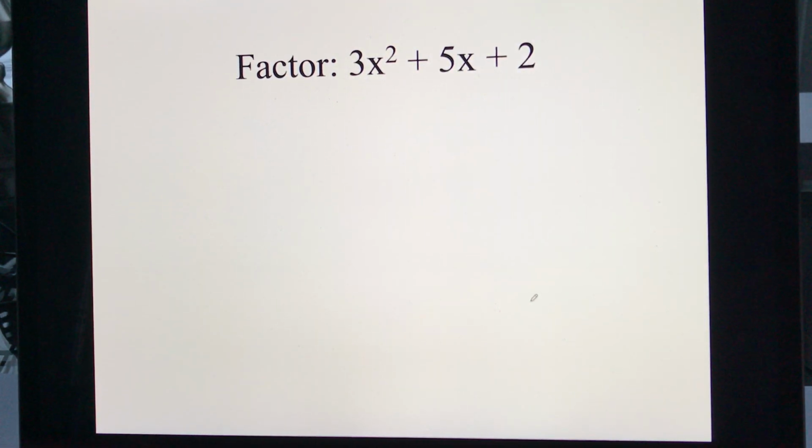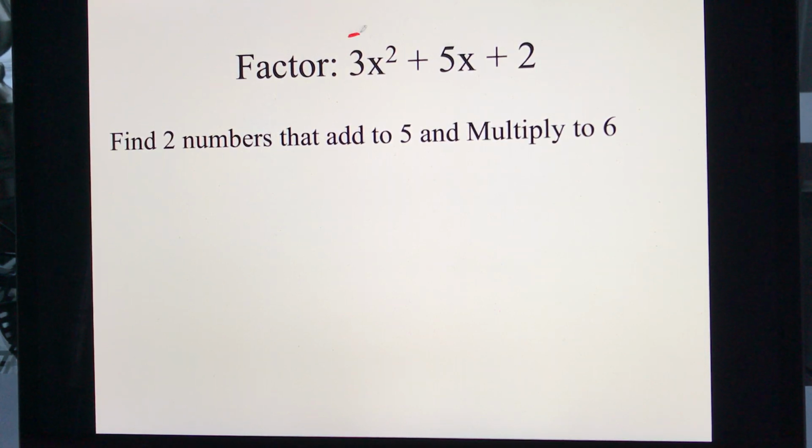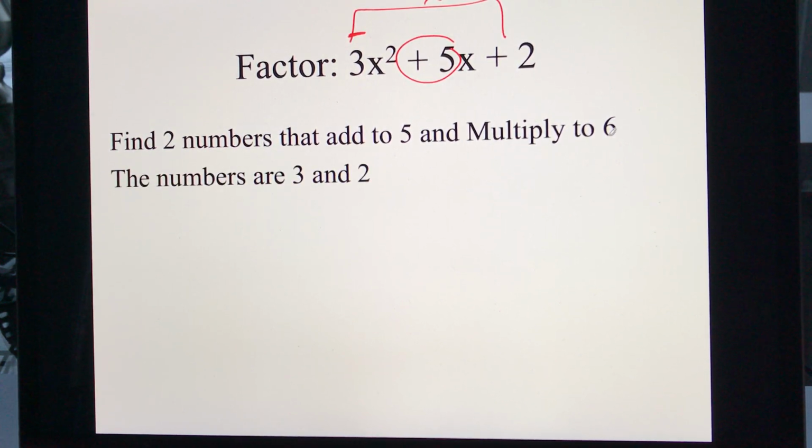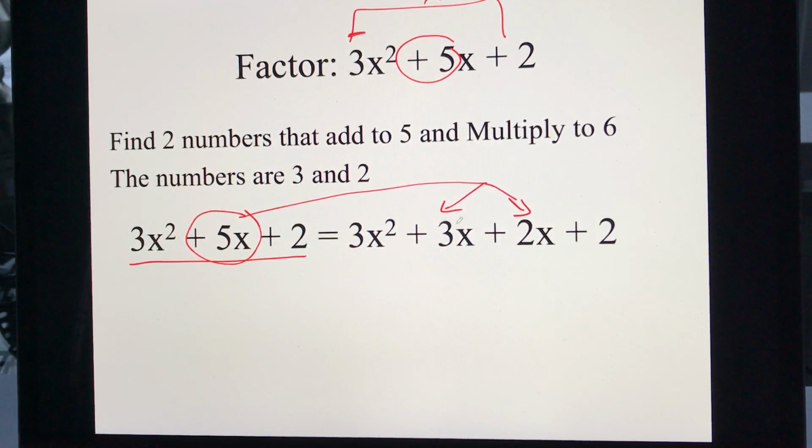Let's try this one. Again, 3x squared plus 5x plus 2. I see it's complex because that's not a 1. So I need to find two numbers that add to the middle, which is 5, but multiply to 3 times 2, which is 6. So add to 5, multiply to 6. Those numbers are 3 and 2. So what I then do is I take this and I decompose my 5x into 3x and 2x, which it is. 3x plus 2x is 5x. I've just written it this way.